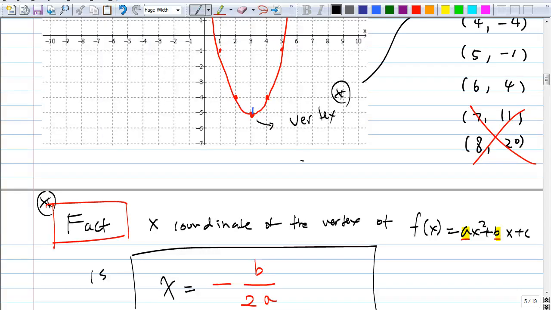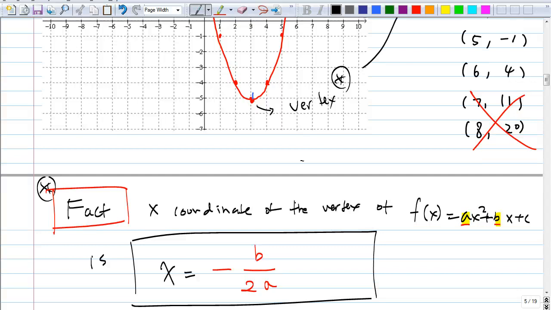Let's see if it works for this one. Negative b over 2a. Are you still writing it down? Okay, so write it down. And you may ask, where did you get that from? Later we'll explain that to you. But for now, I want you to just know that that is the vertex x coordinate. This information is going to be really, really important. So write that down, negative b over 2a. You have to memorize that. All right, so let's see if it works for this one.